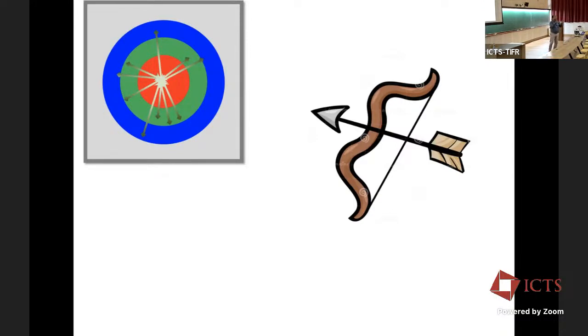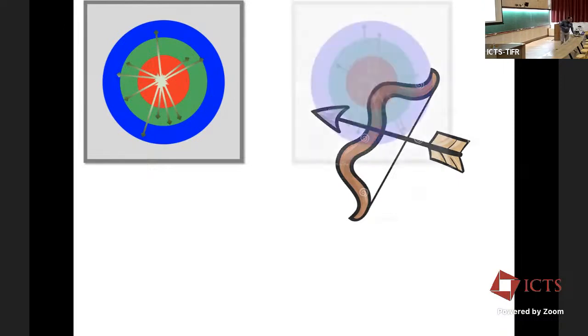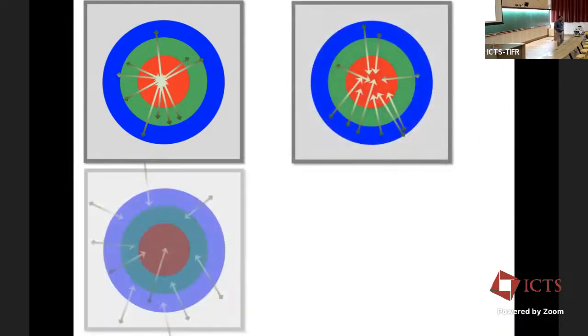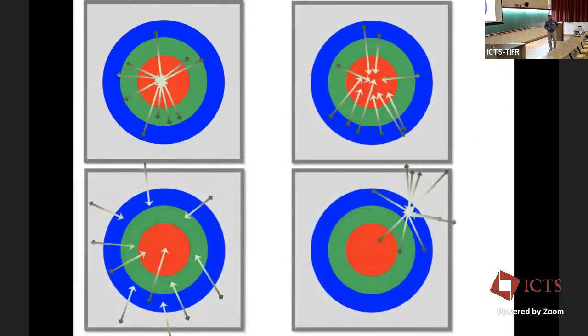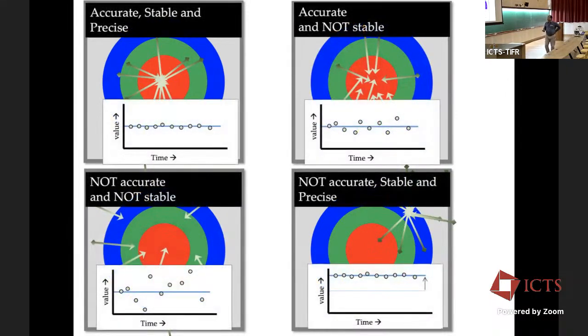You can end up in this kind of situation, where all your arrows go exactly to the center and everything is proper. It could be a situation like that, like this, or like this. Now, out of all these four different combinations, which one is accurate? Which one is precise? Let me show you which one it is.